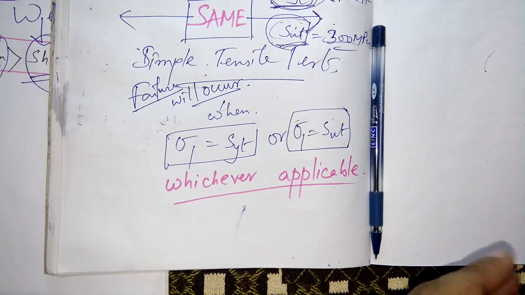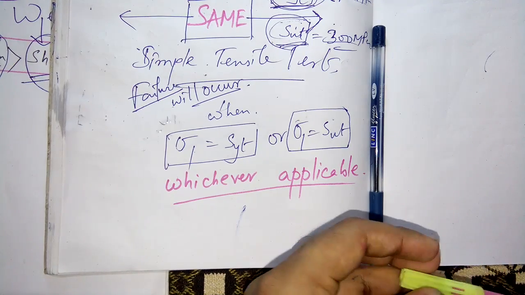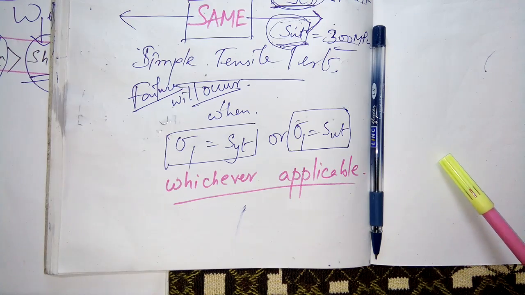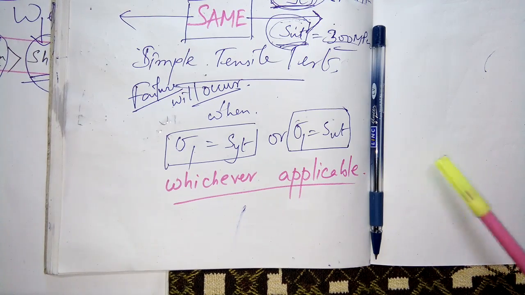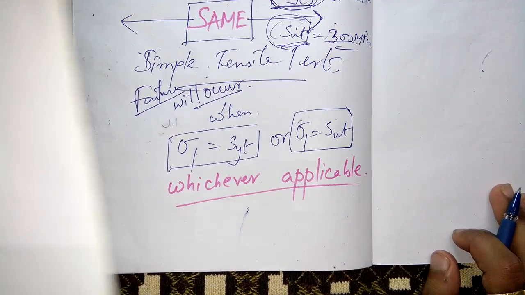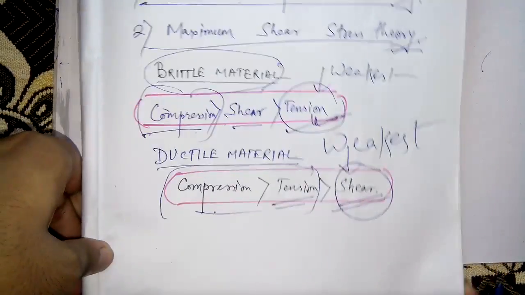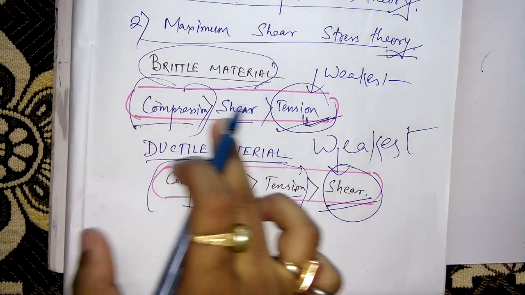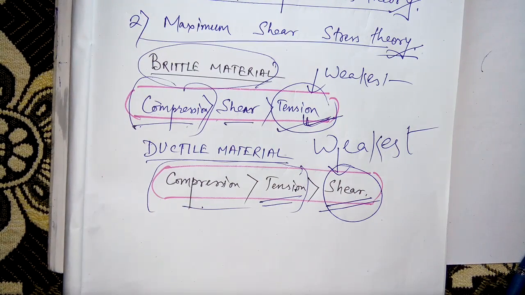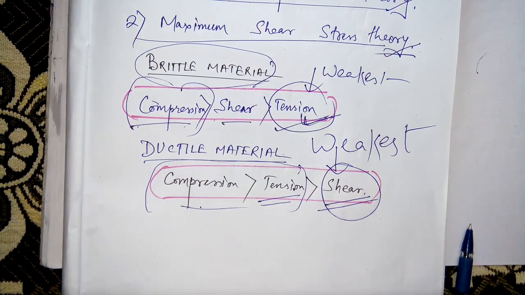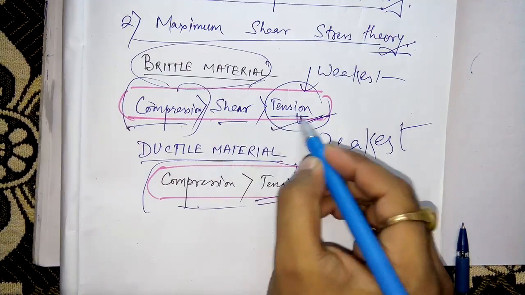Now I am going to tell you whether maximum principal stress theory is suitable for ductile material or for brittle material. When I explain this to you, your concept is going to be clear. Here I have written one thing in my introduction page, that for brittle material this is the condition. For brittle material this is my condition. It is weakest in tension.